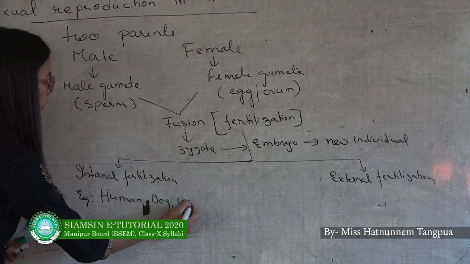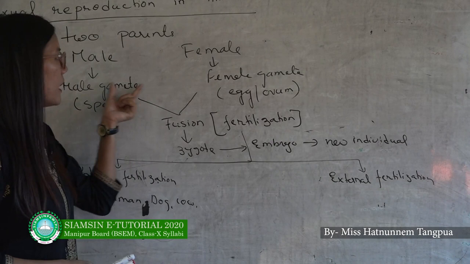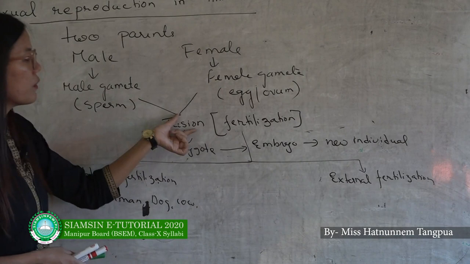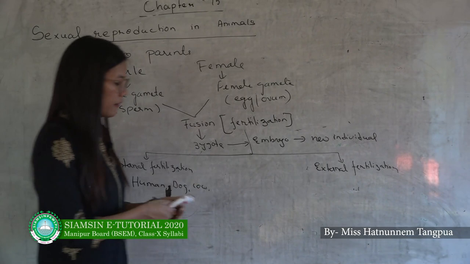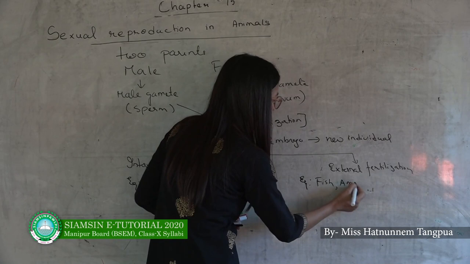They are showing internal fertilization. External fertilization means the fusion of male gametes and female gametes takes place outside the body of the organisms. Examples would be fish as well as amphibians.